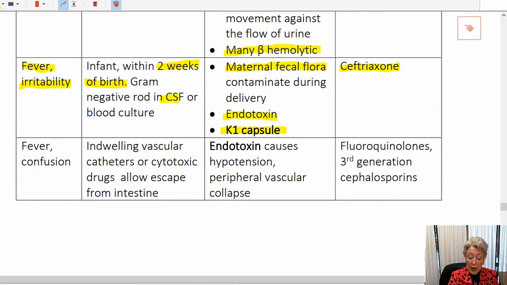If we're talking about a patient who is on an indwelling catheter or is on cytotoxic drugs that may allow the organisms in the normal flora to escape, then this would be a septicemic condition, high fever and confusion, and it is endotoxin which causes the majority of the problems in that case. Treat with fluoroquinolones or third-generation cephalosporins.